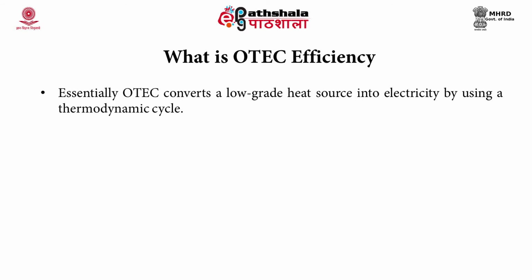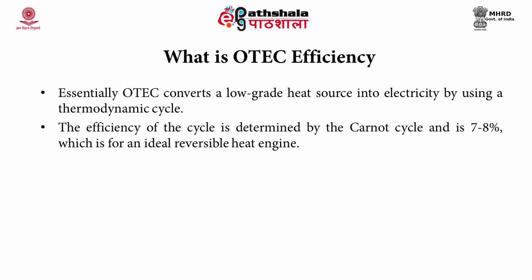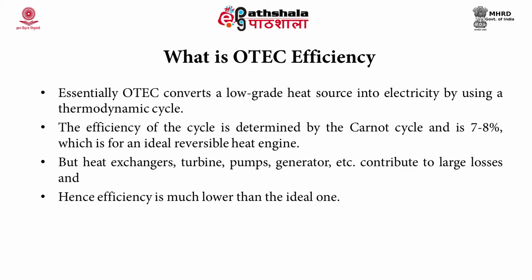Essentially, OTEC converts a low-grade heat source into electricity by using a thermodynamic cycle. The efficiency of the cycle is determined by the Carnot cycle and is generally around 7 to 8%, which is for an ideal reversible heat engine. However, in reality, heat exchangers, turbine, pumps, generator, etc. contribute to large losses and hence efficiency is much lower than the ideal one.